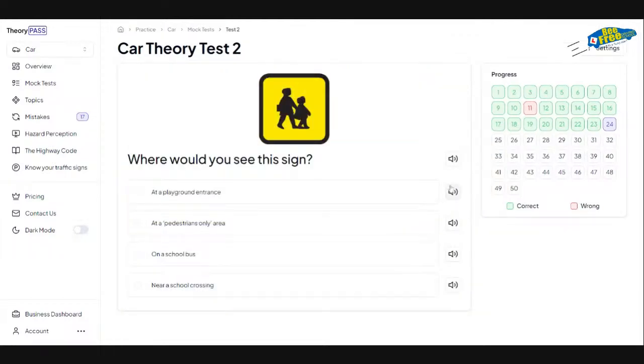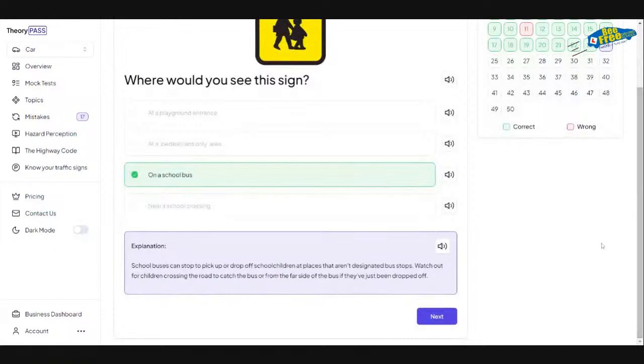Okay, where would you see this sign? At a playground entrance. At a pedestrians only area. On a school bus. Near a school crossing. So this is all about knowing your road signs. So it's going to be on a school bus. Okay.